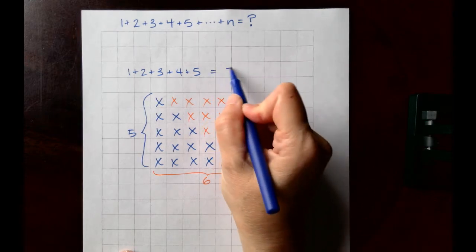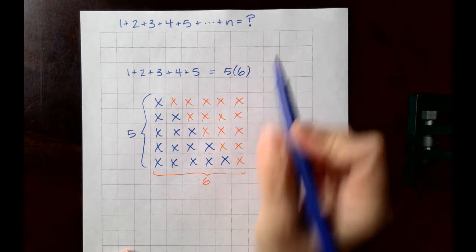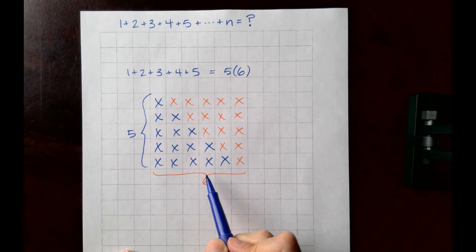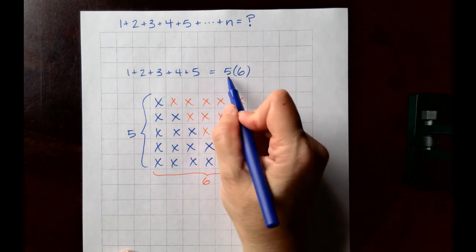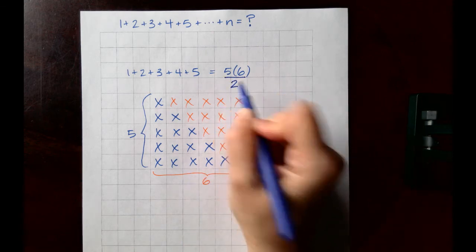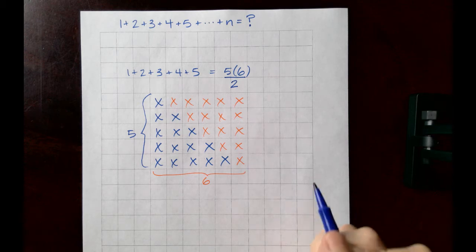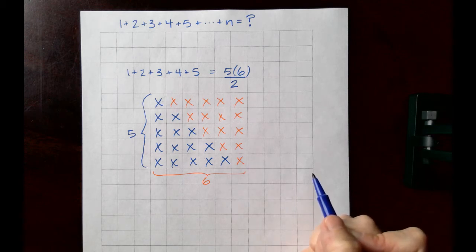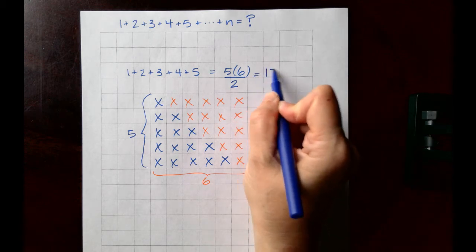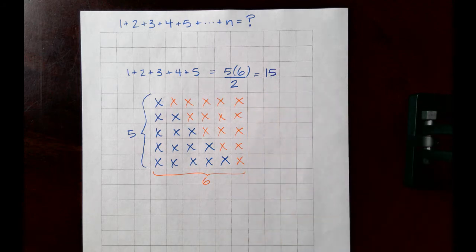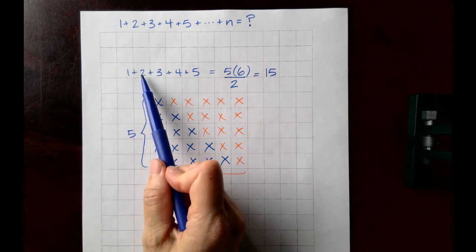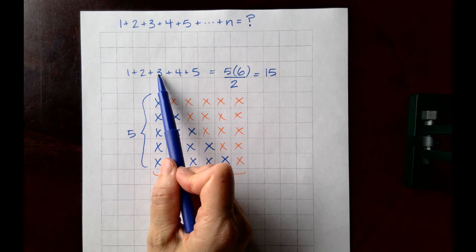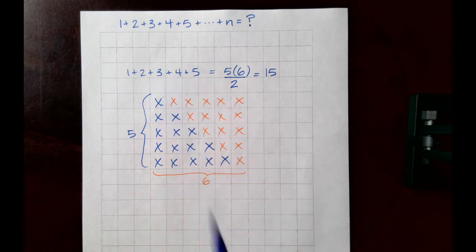So this would be 5 times 6, but we only want half the rectangle. We only want the first half that we drew. So 5 times 6 divided by 2 would be the sum of these first 5 counting numbers. That is 15. We can go back and check and see if it works. 1 plus 2 is 3, 3 plus 3 is 6, plus another 4 is 10, plus another 5 is 15.